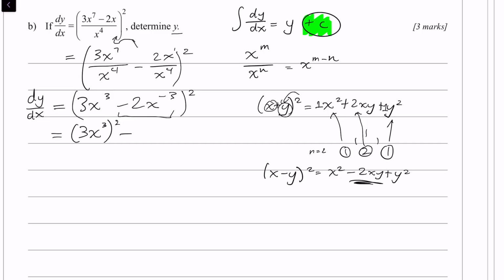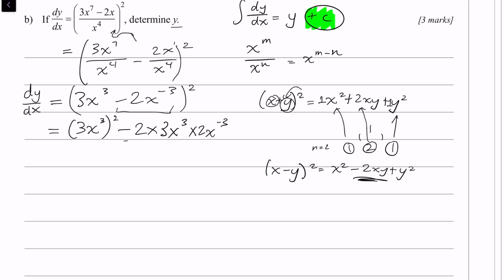And then we put 2 times the multiplication of the two terms. So times 3x cubed times 2x to the power of negative 3. And again, the reason I'm not taking that negative is because I already took it in here. We're not doing a negative again, if that makes sense. Otherwise, we'll just have a positive value in the middle, and we don't want that.